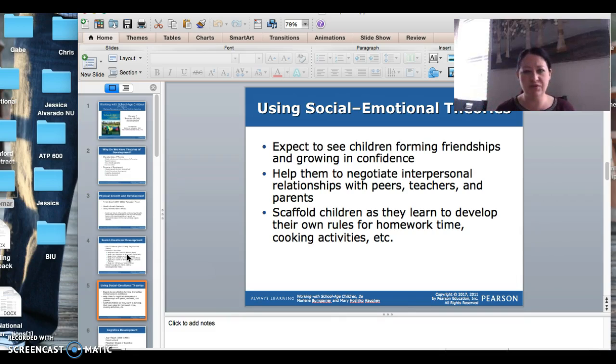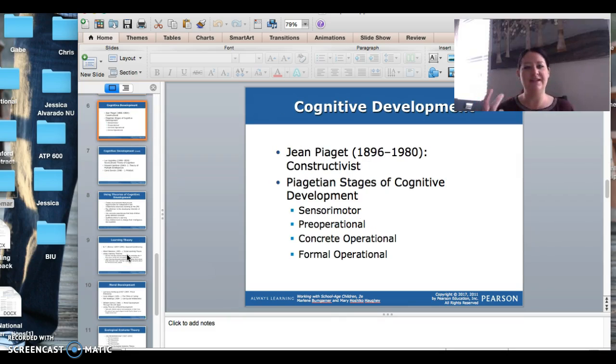So using social emotional theories, expect to see children forming friendships and growing in confidence. If you think about the school age, this is when we see friendships happening. This is where a little drama can come into play as well. But negotiating interpersonal relationships with not only peers, but teachers and parents is sometimes the place that we can support school age children. So scaffolding as they learn to develop their own rules. In the school age time frame, this is when we let them set their own rules, set some boundaries, and then hopefully learn to grow some responsibility, etc.